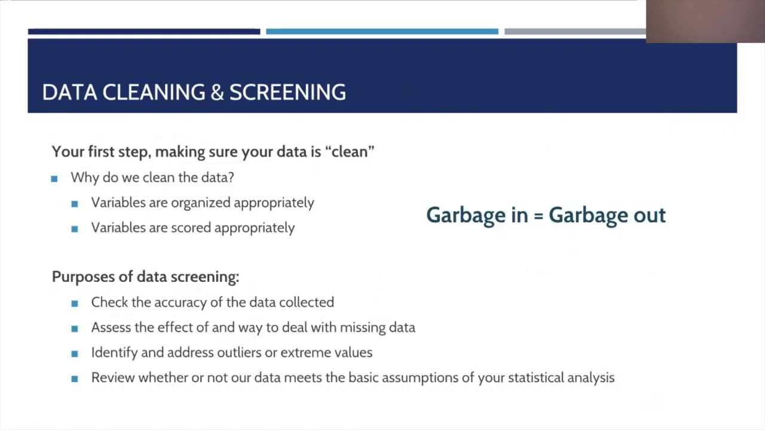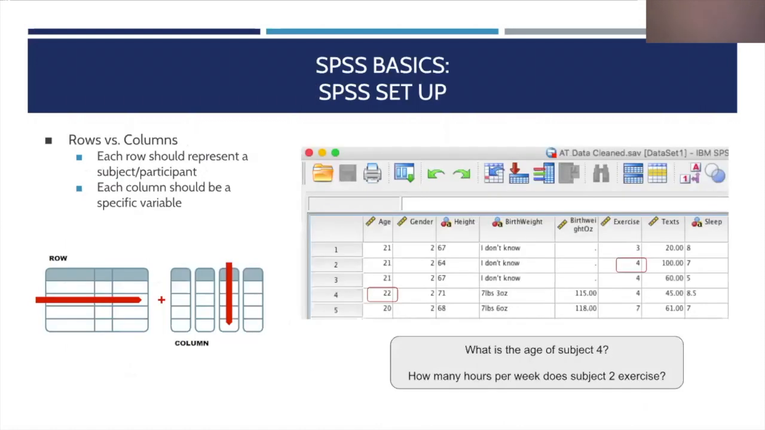Next, we're going to talk about data cleaning and screening. The first step you want to do when making sure your data is clean is that your variables are organized appropriately and that they're scored appropriately. So that's not a specific function you would run within SPSS, but that's something you always want to go over your data after you input it and make sure you've listed the correct variables and you've listed the correct level of measurement. An example of that on this screen is gender.